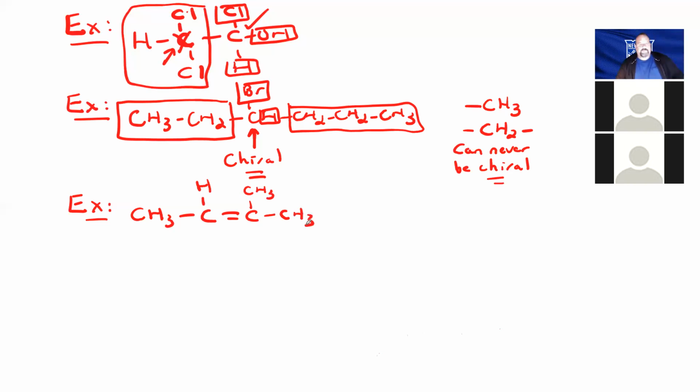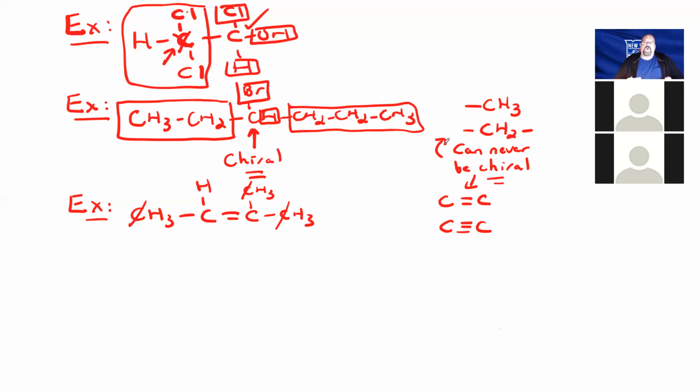Okay. So in this example here, we can rule out a lot of carbons very quickly. We can rule out all the CH3 carbons because, as we just talked about, CH3 carbons and CH2 carbons can never be chiral. So basically what that leaves us with are the carbons in the double bond. And it turns out that carbons in a double bond, and along similar lines, carbons in a triple bond, can never be chiral as well.